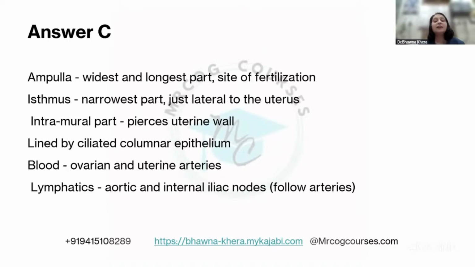And the blood supply is by the ovarian and the uterine arteries. Similarly, the lymphatics also follow the same. Because the supply is coming from the ovarian and the uterine, the lymphatics for the ovarian will go along to the aortic nodes, and with the uterine will go to the internal iliac nodes. So they will follow the arteries.